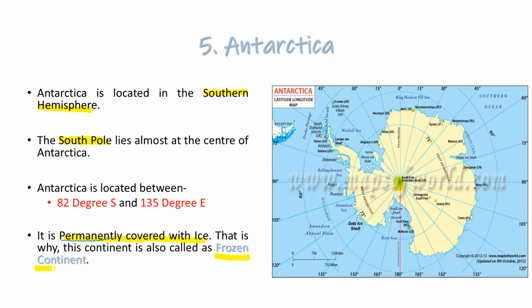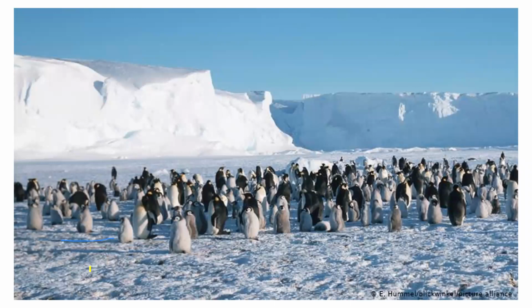So which is the frozen continent? Antarctica. Where is Antarctica? At the southern pole, or the South Pole. And in which hemisphere do we find Antarctica? In the southern hemisphere. All right. Now, do you want to see a picture of Antarctica? Here you see, this is one picture of Antarctica. You see, there is nothing but ice, only ice.